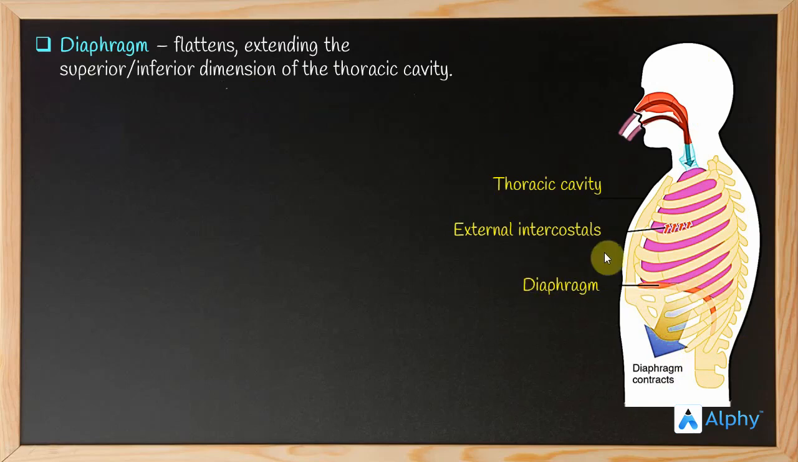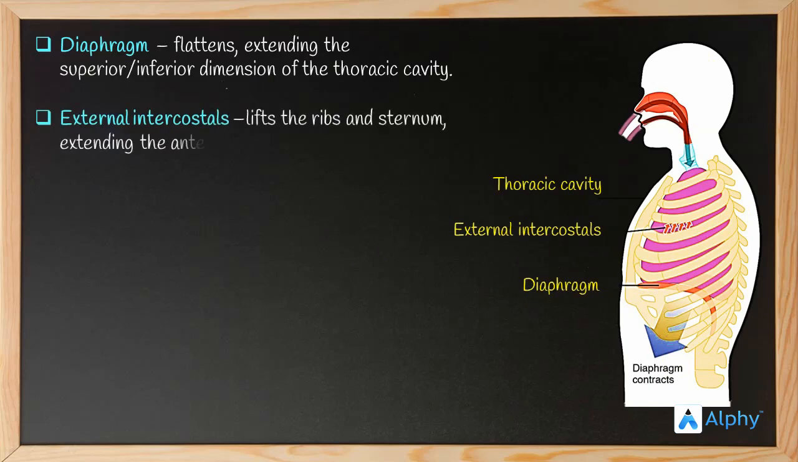Now the next muscles, the external intercostals, come into play. The external intercostal muscles lift the ribs and the sternum, extending the anterior posterior dimension of the thoracic cavity. These muscles will rise and lift the ribs and the sternum. The sternum means the breastbone. This will increase the anterior posterior dimension. Anterior posterior means the front and the back space.